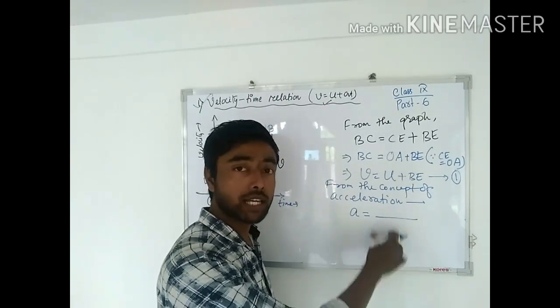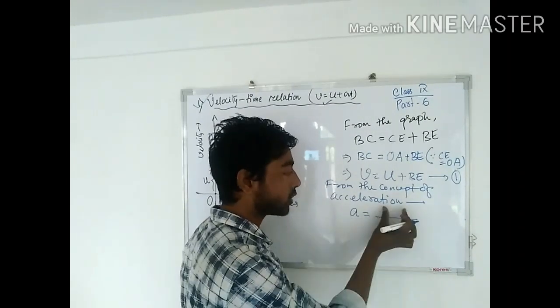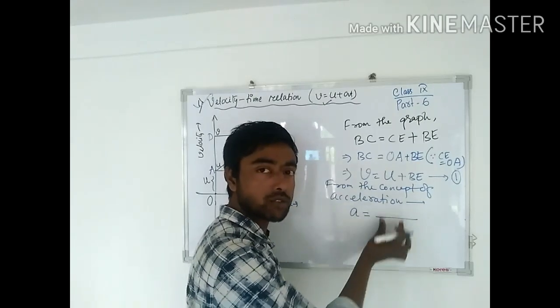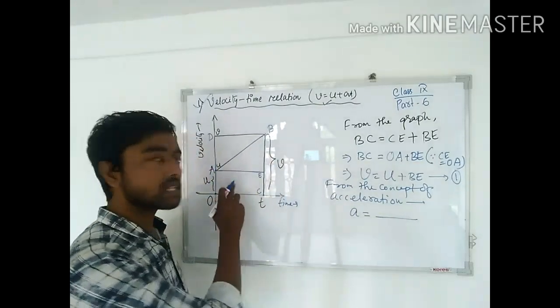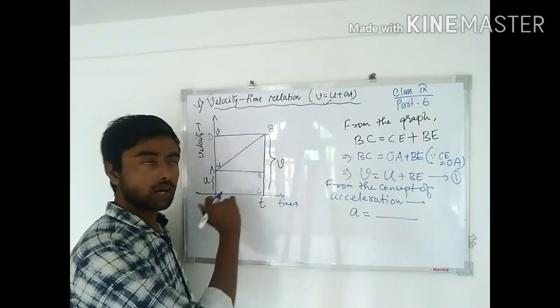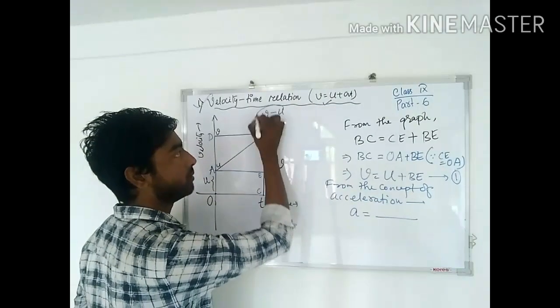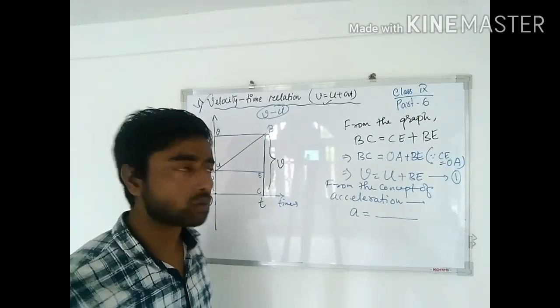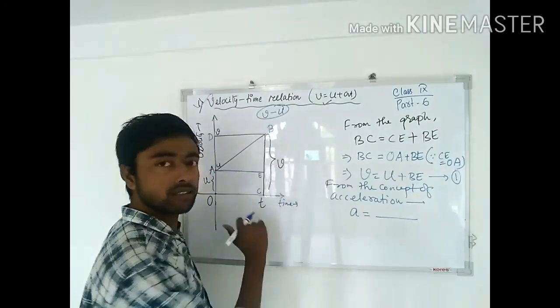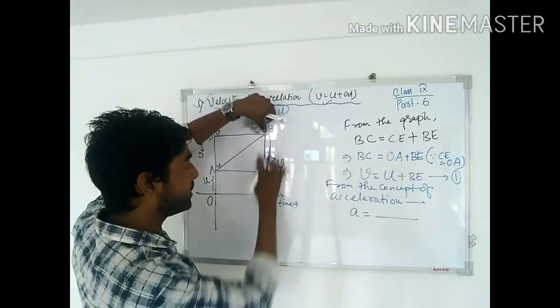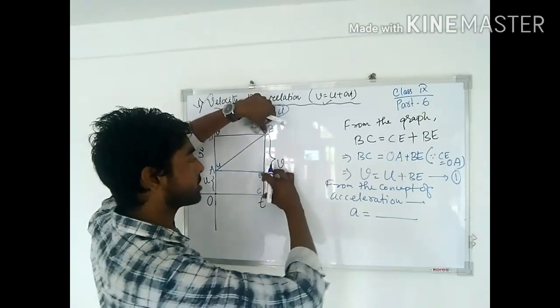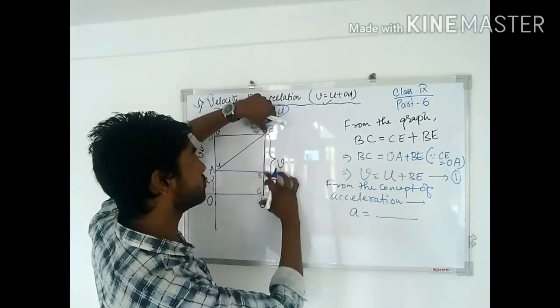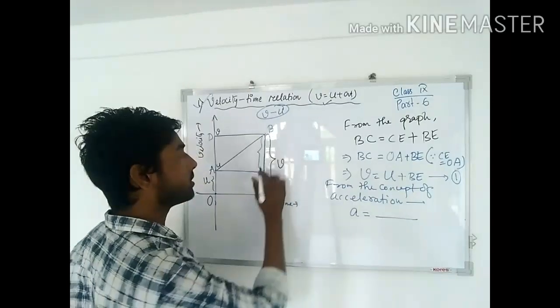Rate of change of velocity I explained in the previous video. Acceleration is equal to change of velocity divided by time. What is the change of velocity here? How much change happened? V minus u. V minus u is the change of velocity. If we want to find V minus u in the graph, is it not BE? This is V, BC is V and this much is u. So V minus u will be BE.